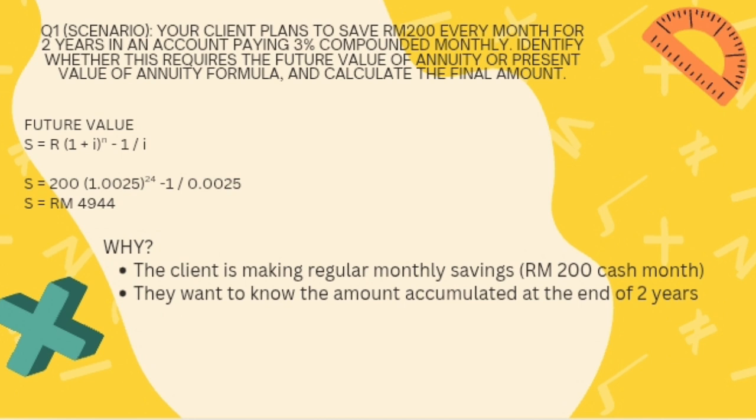After substituting the values into the formula, the final amount accumulated is 4,944 ringgit. This means that after 2 years, the client will have 4,944 ringgit in total savings.